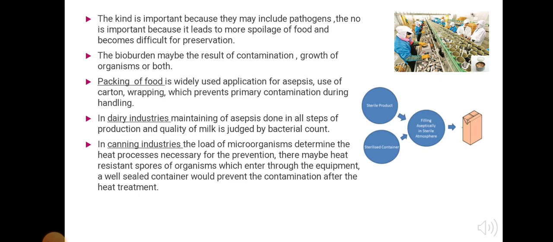In dairy industries, asepsis is maintained in all the steps of production, and quality of milk is judged by bacterial count. In canning industries, the load of microorganisms determines the heat process necessary for the preservation. There may be heat resistant spores of microorganisms which enter through the equipment. A well sealed container would prevent the contamination after the heat treatment.